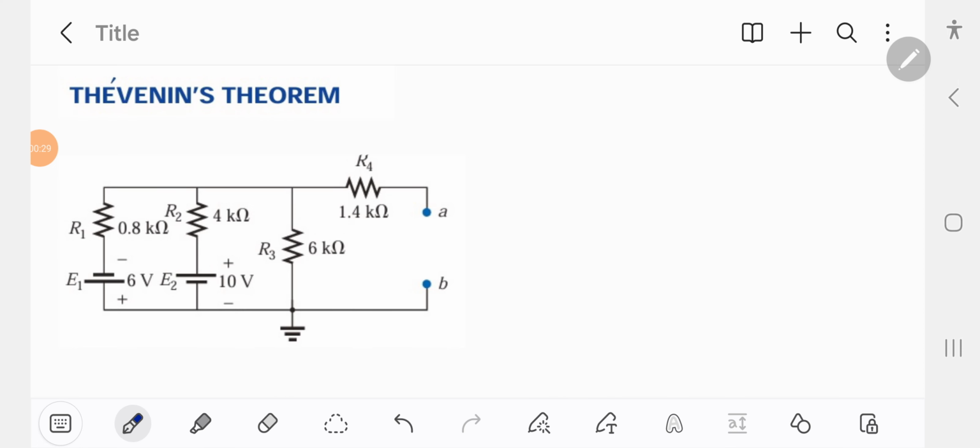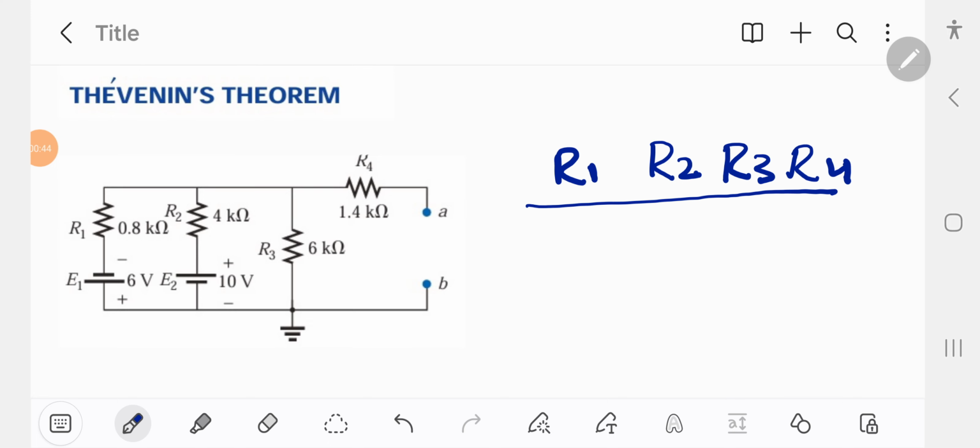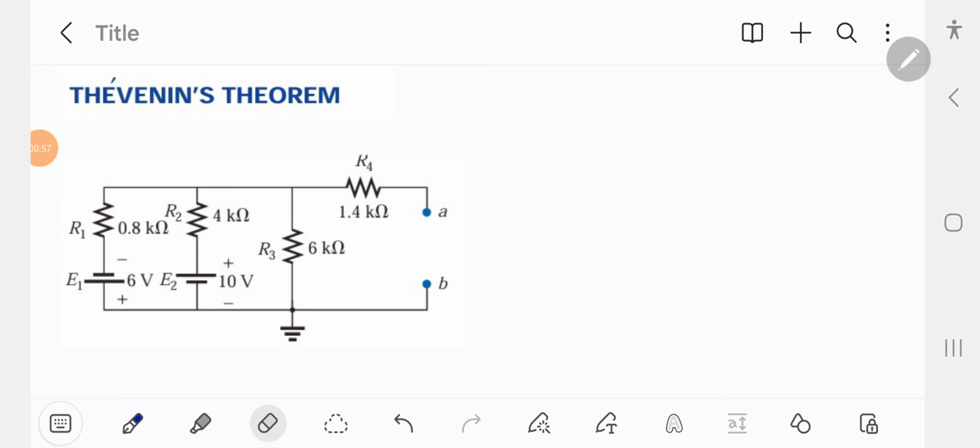So here in this circuit we got four resistances, R1, R2, R3 and R4, and one is RL, which is a load resistance. So for Thevenin's theorem, the first step is to remove that load resistance on a temporary basis.